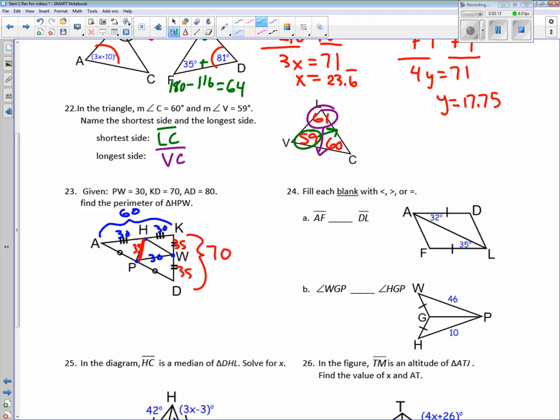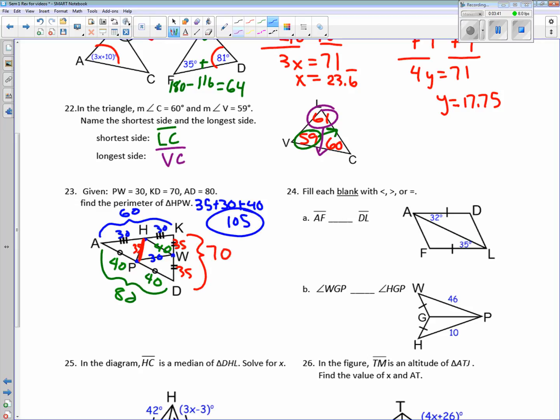And then if AD is 80, that splits AP into 40 and PD into 40 and HW into 40 as well. So now if they were the perimeter of HPW, that's the triangle inside, that's going to be 35 plus 30 plus 40, which is going to be 105.